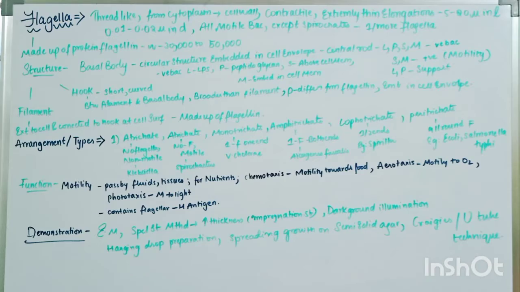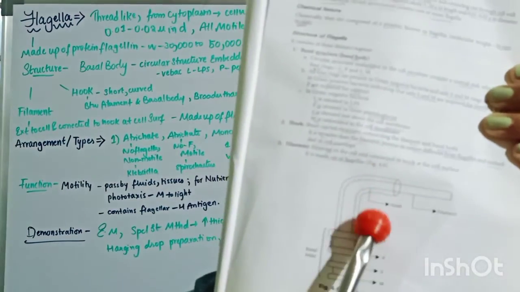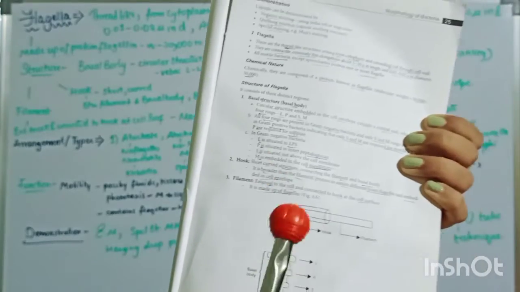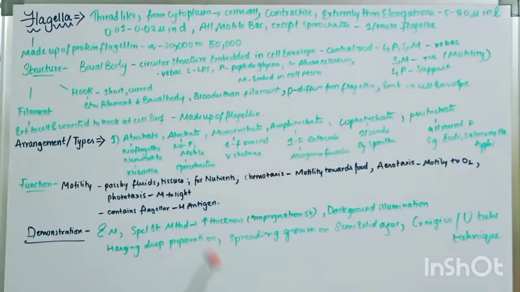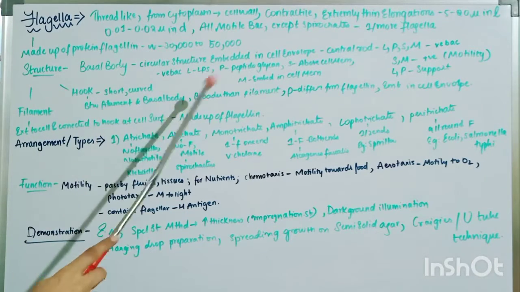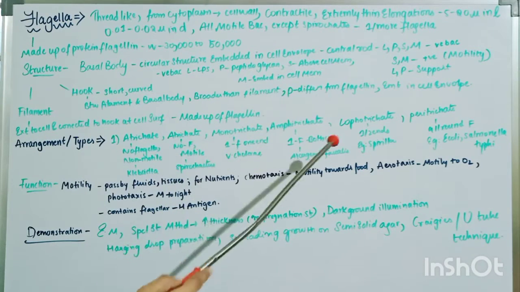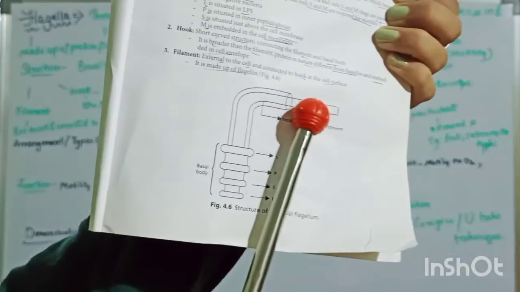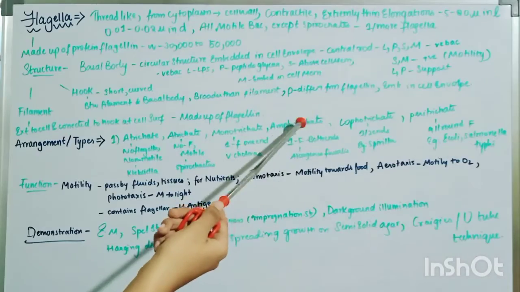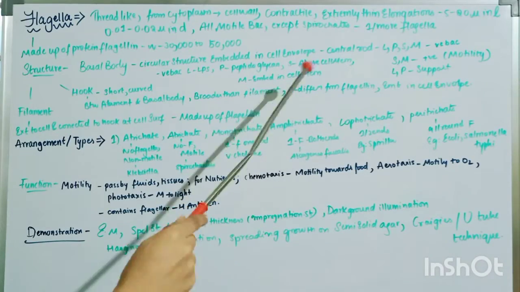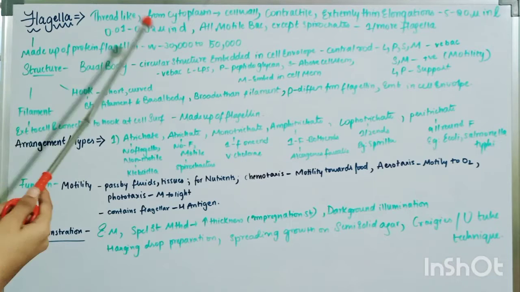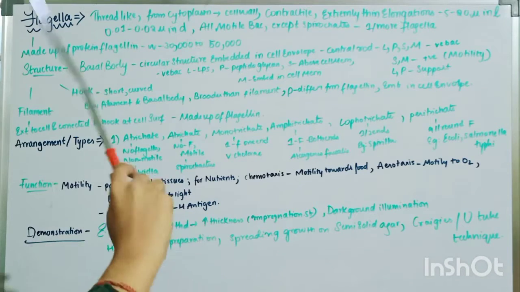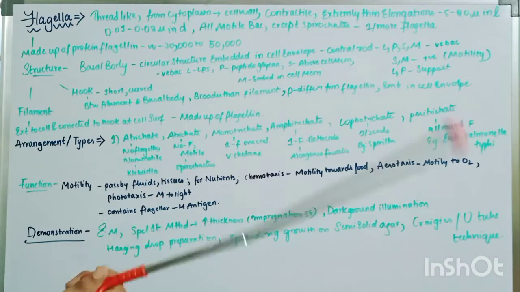And next, coming to the hook. Here you can see the hook of the bacteria. It is between the filament and the basal body. It is short, curved, and broader than the filament, as you can see. It contains a protein that is different from flagellin. Actually, the flagellum is made up of the protein flagellin, but here the protein is different. It is embedded in the cell envelope. The basal body is within the cell envelope, and the hook is also within the cell envelope.